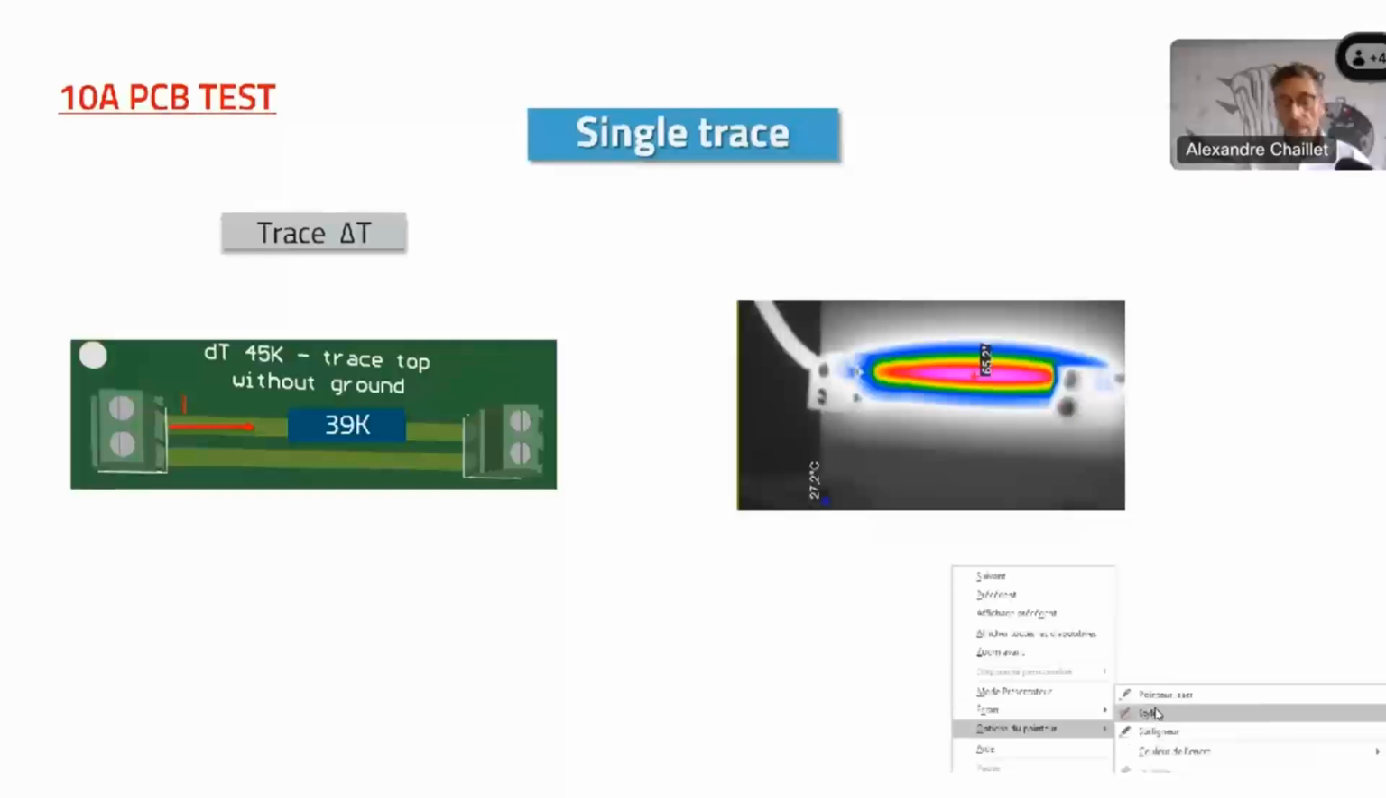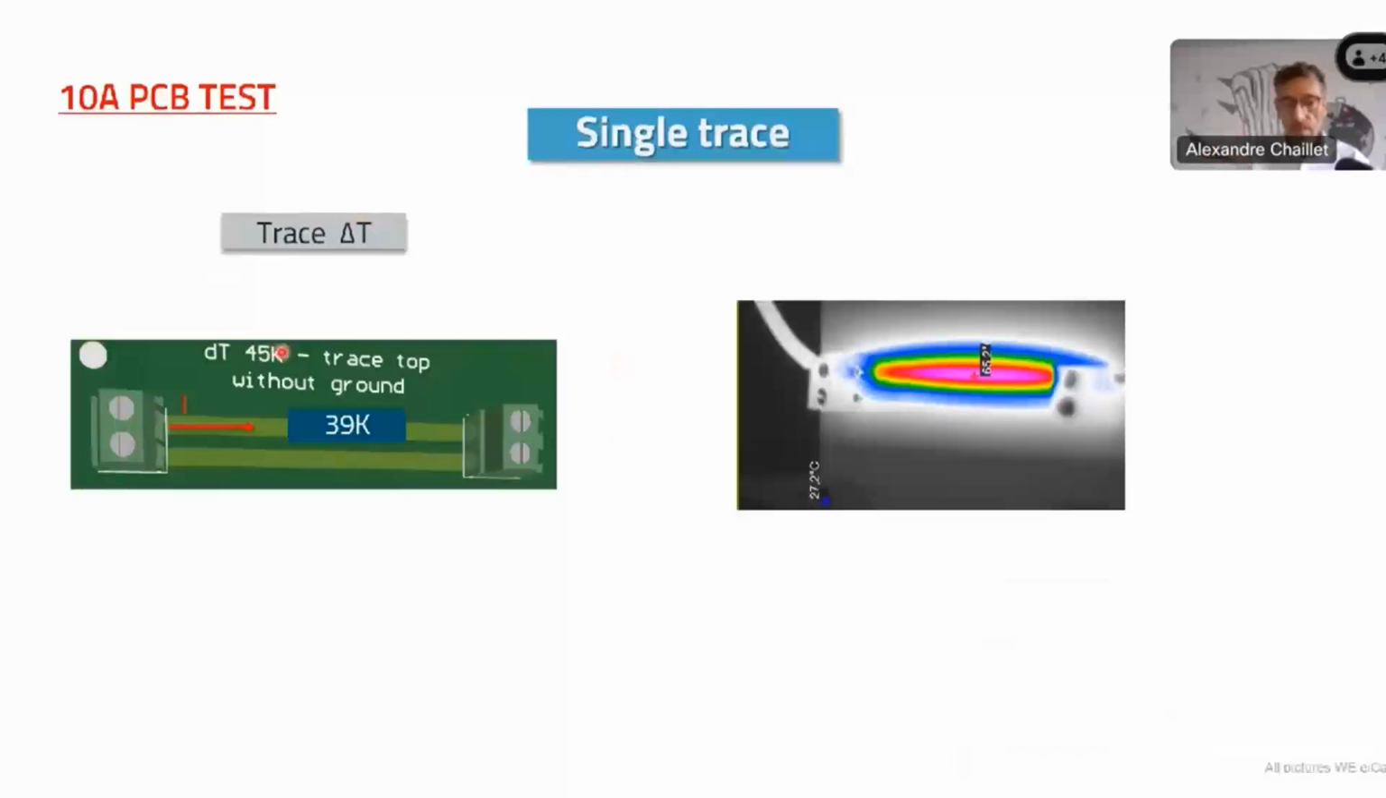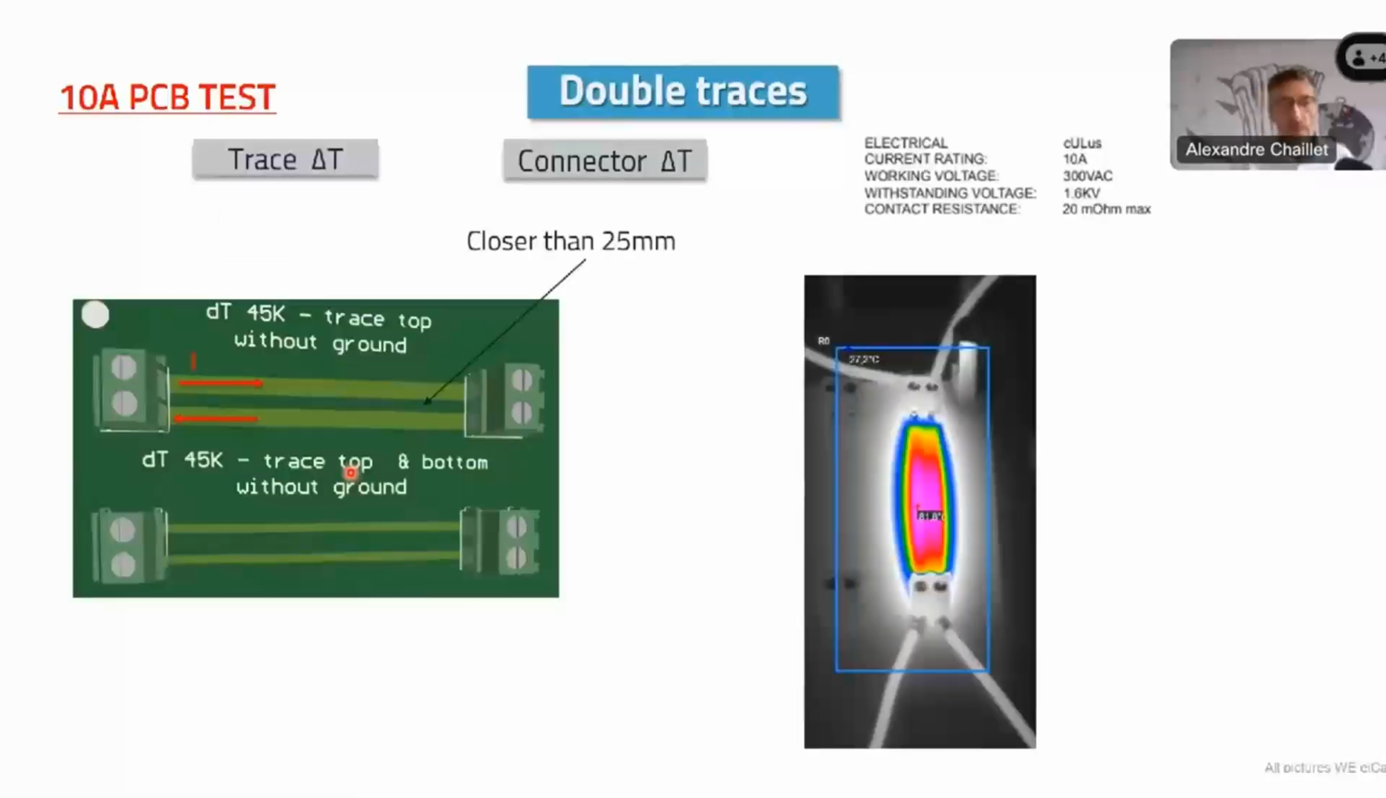So I will come back to trace delta T 5 Kelvin. In reality, that's 13, in reality, 9 Kelvin. So that's confirmed that the IPC 2152 gives predictable values.